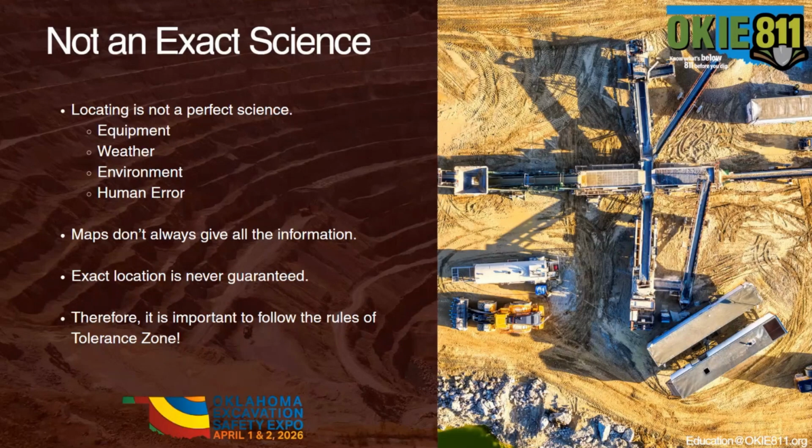So it's best, as always, to have that in your mind. It is not an exact location, depth, or position of a utility when the marking is there. It is never guaranteed that it will be within that perfect area. So, thus, it is important to follow the rules of the tolerance zone within a given area.